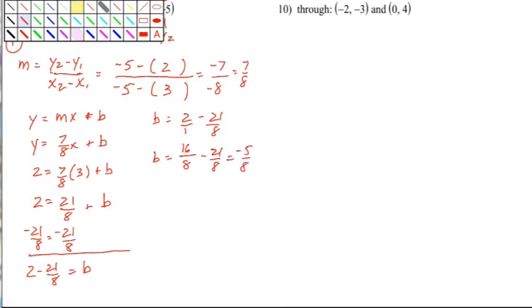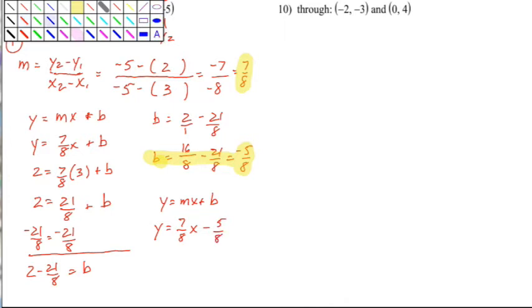And now I have a b value, and I have an m value that we calculated before. So I have my general equation, y is equal to mx plus b, and I just drop those values in. Y is now equal to 7/8 x minus 5/8.